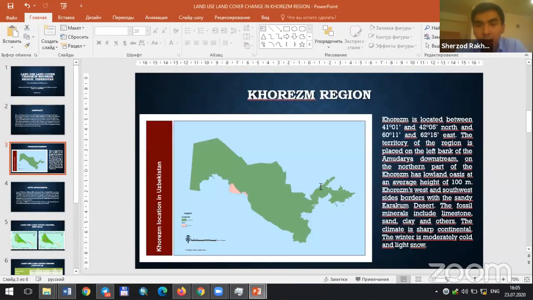The Khorasan region is located, as you see, highlighted in light red color on the west side of Uzbekistan. The territory of the region is placed on the left bank of the Amudarya downstream. The northern part of Khorasan has lowland oases at an average height of 100 meters. Khorasan's west and southwest sides border the sandy Karakum Desert. The fossil minerals include limestone, sand, clay, and others. The climate is sharp continental. The winter is moderately cold with light snow.